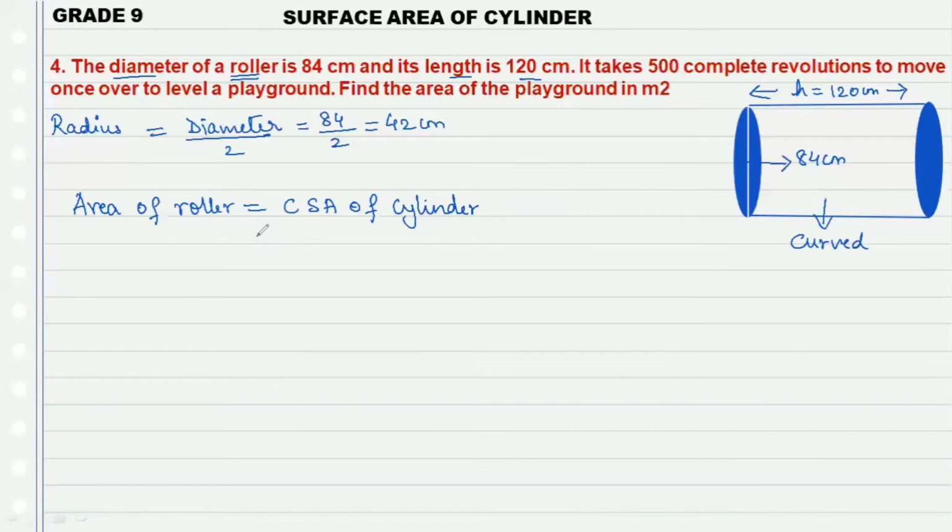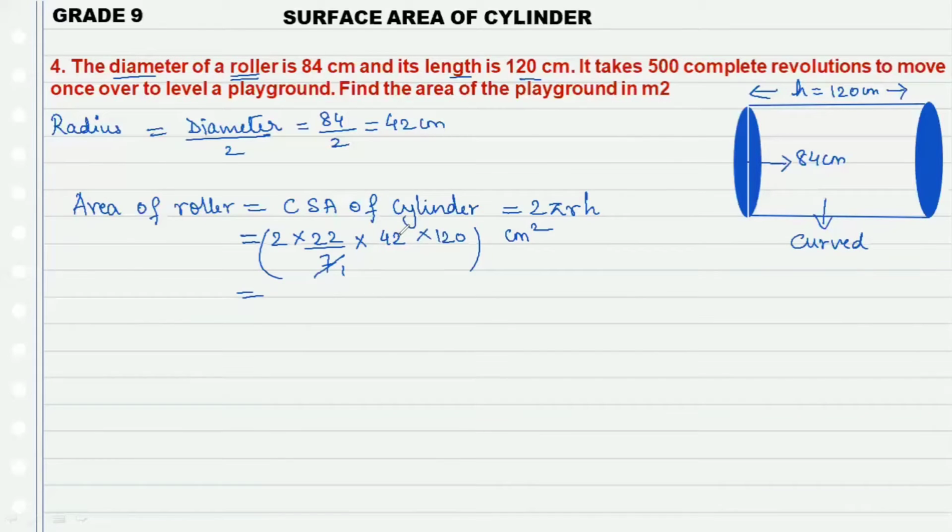ठीक है, तो curved surface area of a cylinder is 2 pi r h. So now let's substitute the value: 2 into 22 upon 7 into your radius. Radius is 42 centimeter into height. Height is 120 centimeter and this is area, so it will be in centimeter square.